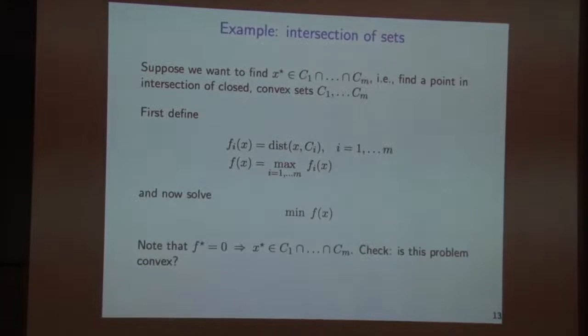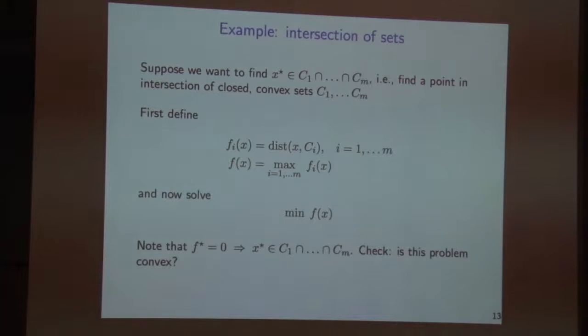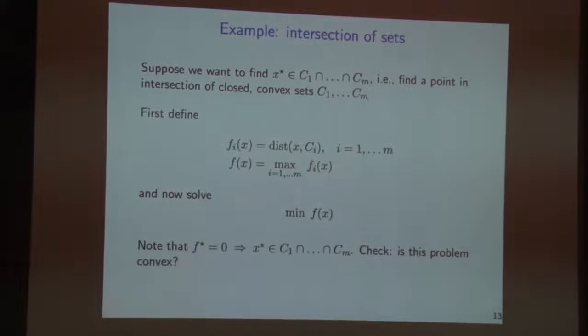So I'm going to go through an example where we know the optimal criterion value, and where we're going to plug in the Polyak step sizes, and you're going to see something kind of interesting coming out. The problem setup is as follows. Suppose we have m convex sets, C1 through Cm, and they're closed and convex. And we want to find a point in the intersection of these sets.